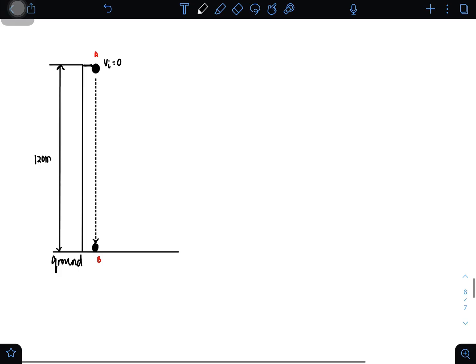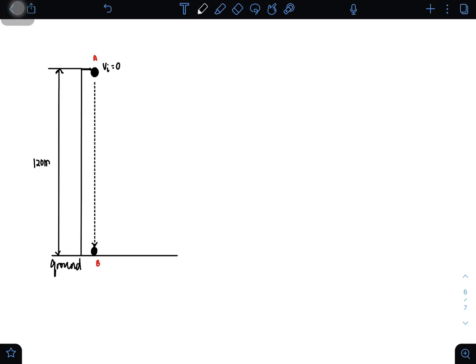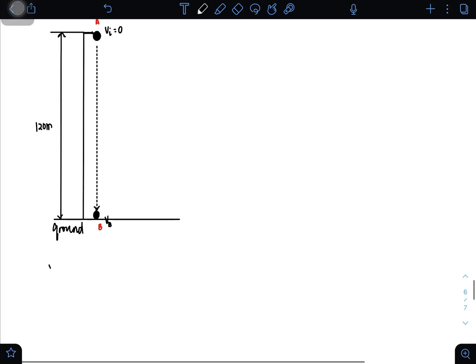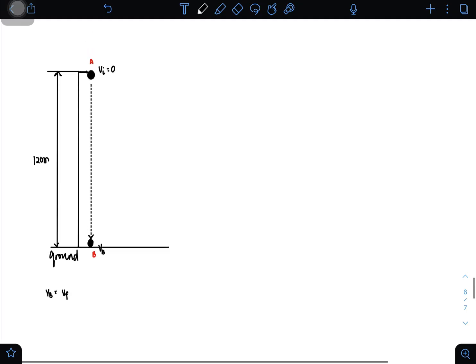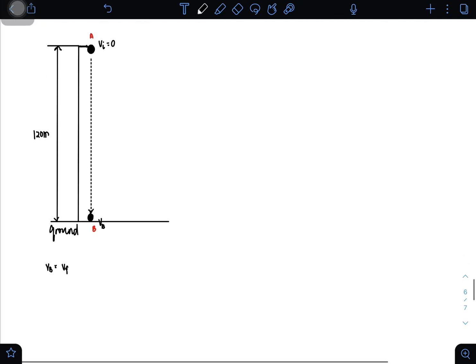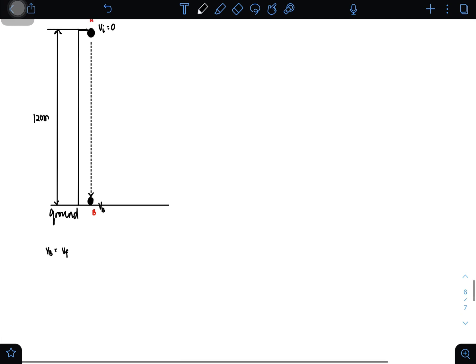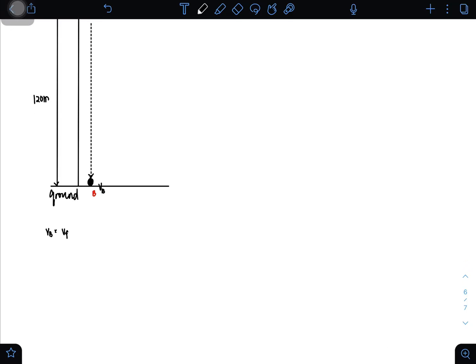And we're asked to solve for the final velocity, or the velocity at point B, since the velocity of B is also the final velocity of the fall. So according to the problem, what is the velocity when it strikes the ground? Okay, so the given are the initial velocity and the distance, and the final velocity is to be solved. So let's just write the formula.